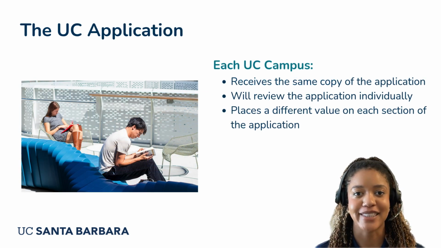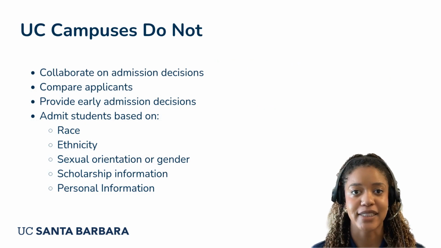Each UC campus that you apply to will receive a copy of the same application you submitted, but those campuses will review the applications individually. Each UC campus places a different value on each application section. We will evaluate your achievements in light of the opportunities available to you. When reviewing applications, the UC campuses use almost everything. UC campuses do not collaborate on admissions decisions or compare applicants to one another.